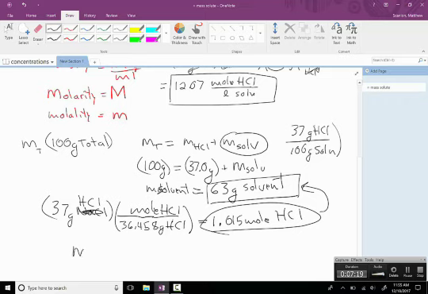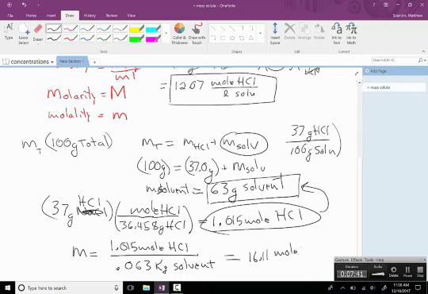And so I have the moles and I have the kilograms. So the molality is 1.015 moles of HCl per 0.063 kilograms of solvent, which is equal to 16.11 moles of HCl per kilogram of solvent for the molality. Okay, there you go.